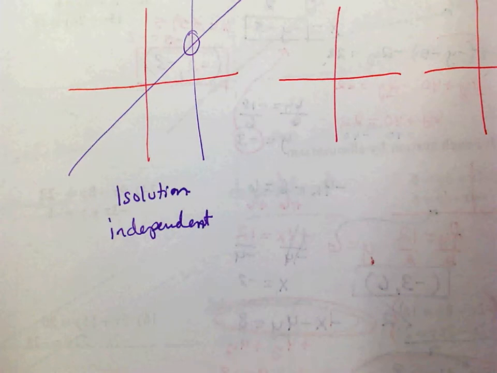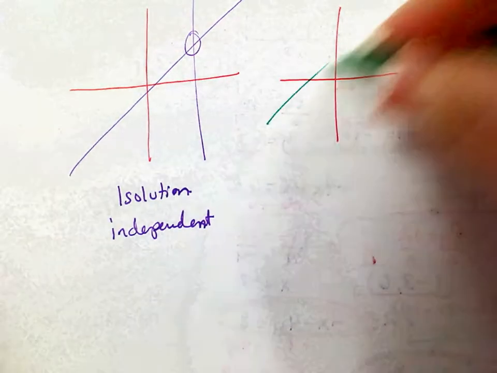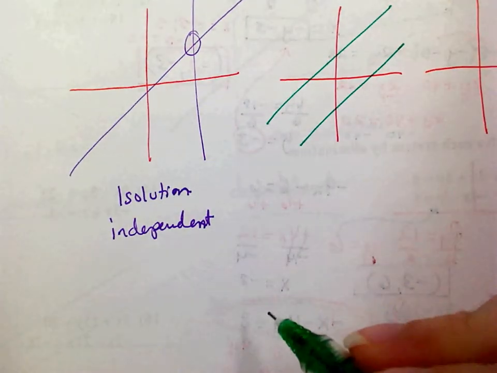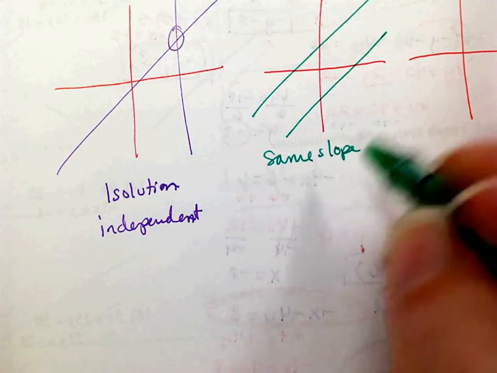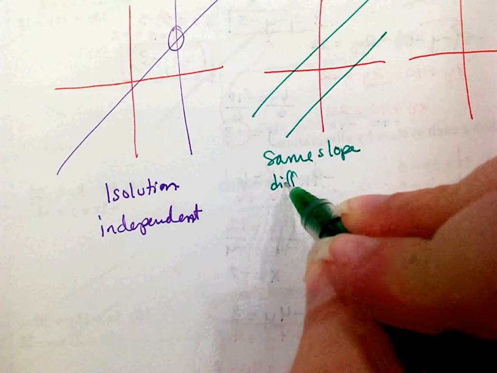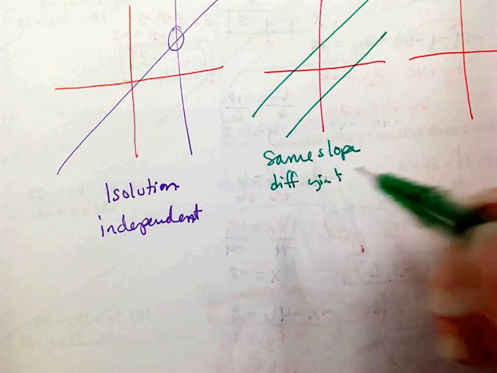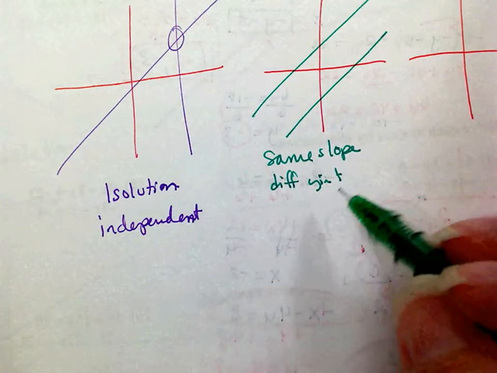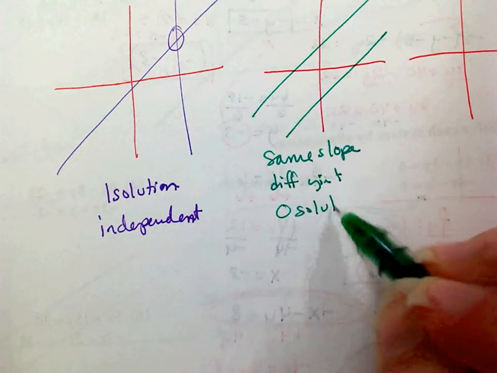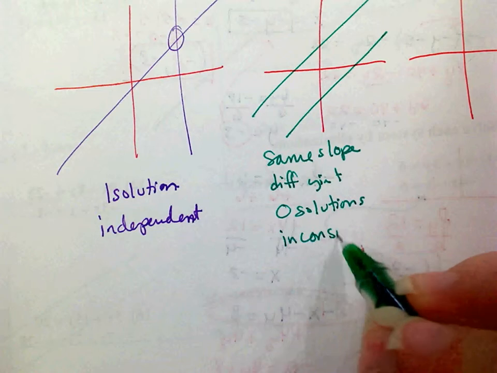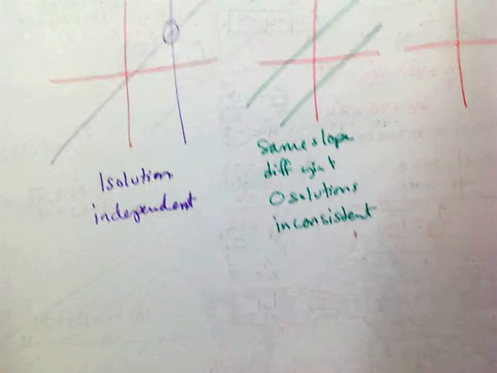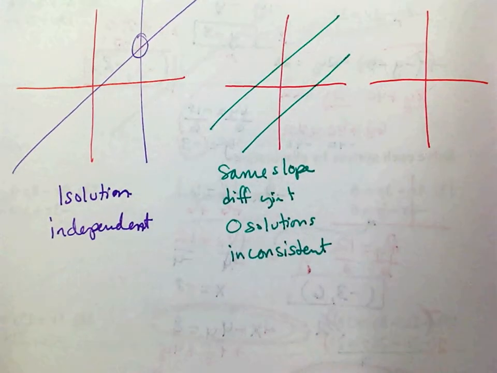Okay, so what's another option? Parallel. Parallel means they have the same slope, but do they have the same y-intercept? They have a different y-intercept, which means they never equal each other. So how many solutions do I have? Zero solutions. Independent, dependent, or inconsistent? Inconsistent. The independent and dependent are the ones that have solutions, okay?